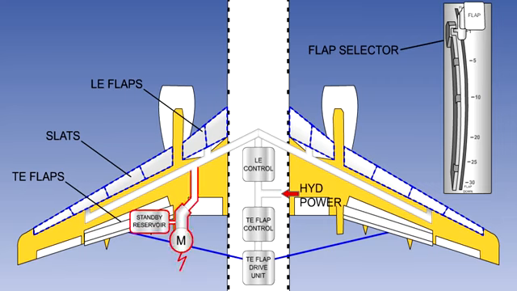Alternate operation of the leading edge devices may be by a standby hydraulic system, or, in the case of those powered by air turbine motors, an electrical standby system. Depending on the aircraft type, it may or may not be possible to retract the leading edge devices by the alternate system.